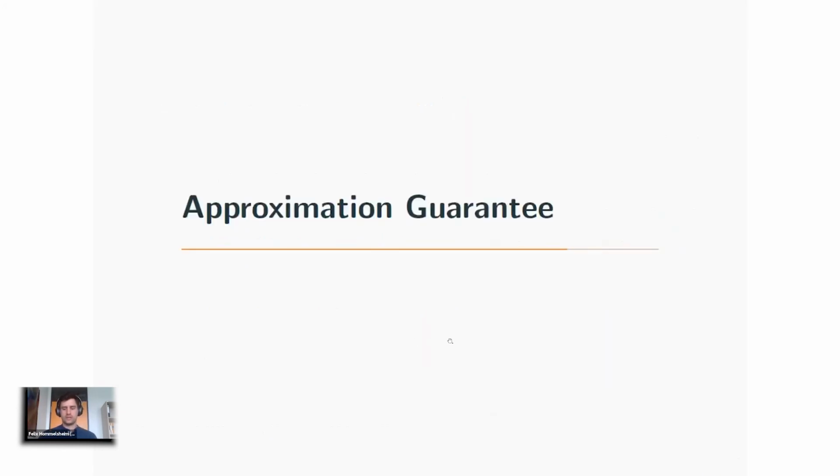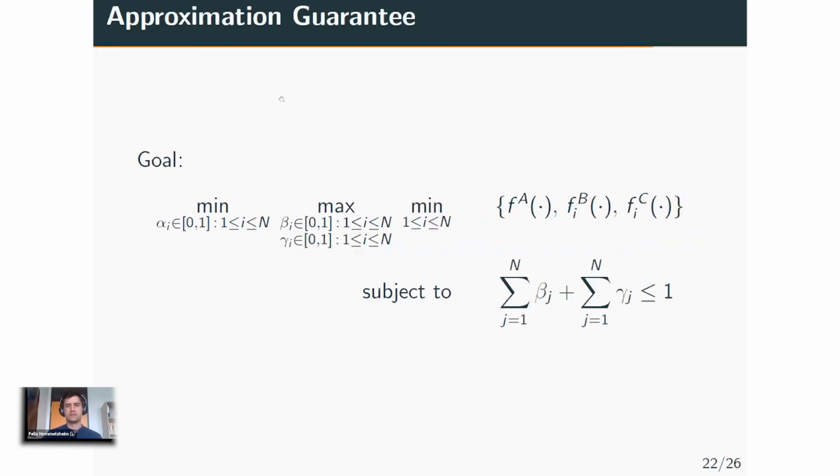And now I will shortly show how we obtain the approximation guarantee. So our goal was to obtain the min-max-min problem like this, where these FA, FB, FC are simply upper bounds on the solutions computed by algorithms A, B, and C for the threshold values alpha i. And we can simply output the minimum cost of those. Then here, beta and gamma are parameters that depend on an optimal solution. So we have to maximize over those. And they additionally satisfy this condition.